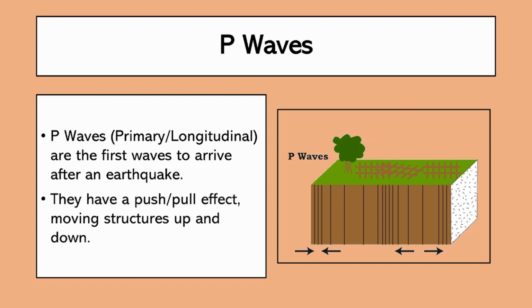Now, they have what's called a push-pull effect. Essentially, if you think of a building, it's going to push that building up and down. It's not going to push it side to side, it's just going to push it up and down. And you can see that there are going to be compressions in those waves. If you look at the image on the right-hand side, you can see that the fence is knocked over, but you can see the black lines going down into the earth, how some of them are really close together and some of them are further apart. That's showing evidence of that push-pull effect.